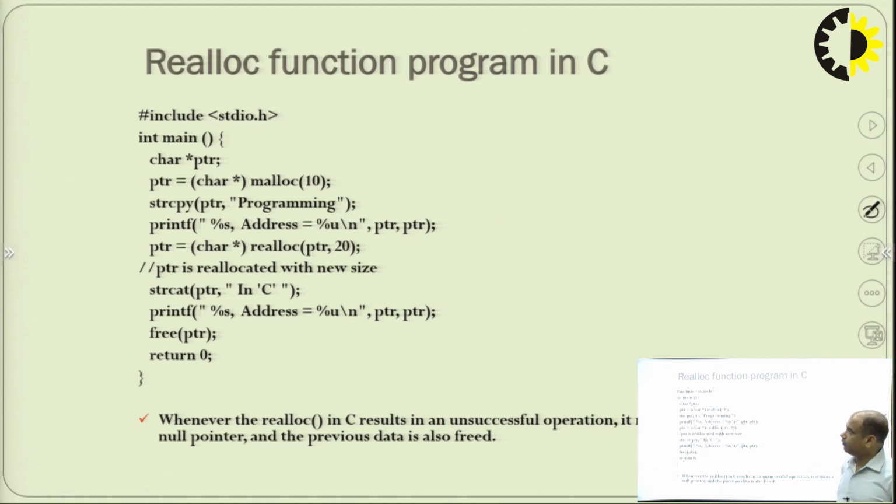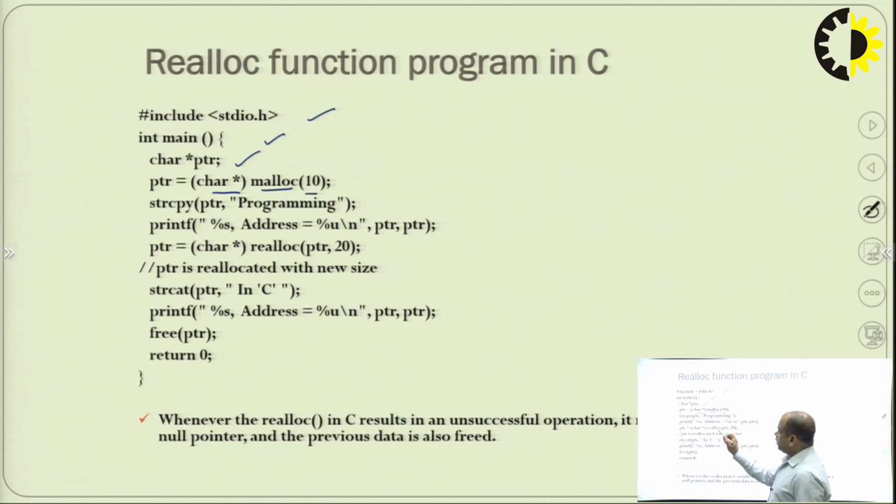So how are we using the realloc function in a C program? Here we see #include <stdio.h>, int main, and we are using a character type pointer. So ptr equal to (char *) malloc(10). Earlier, the malloc value will be assigned 10 bytes.